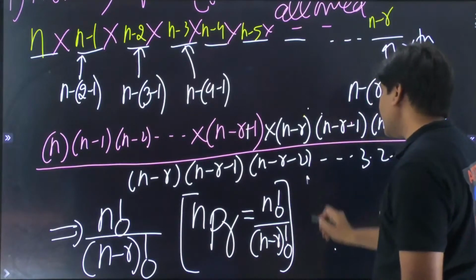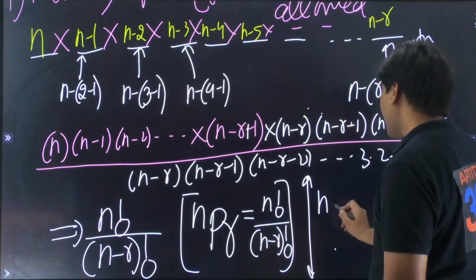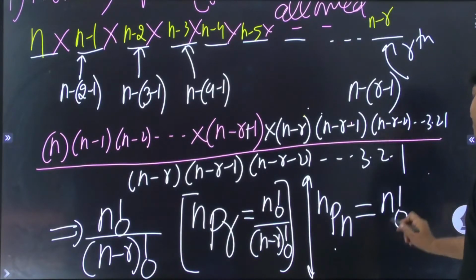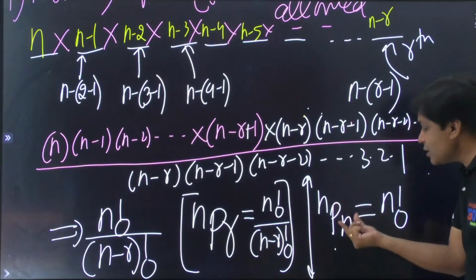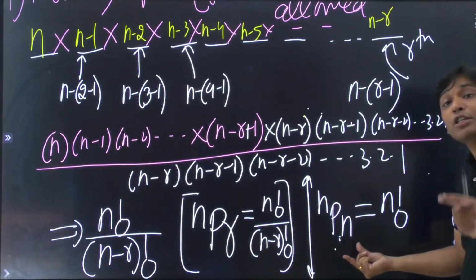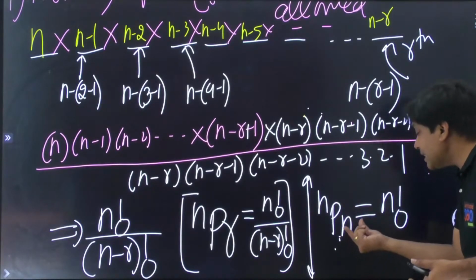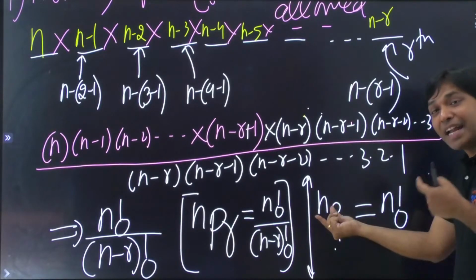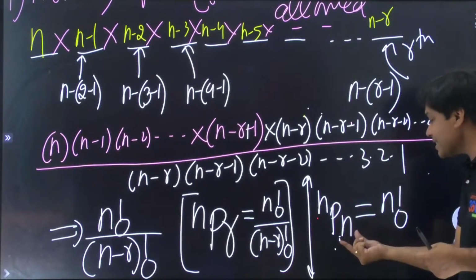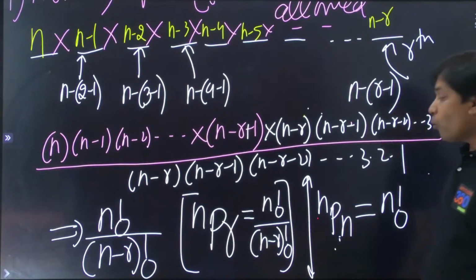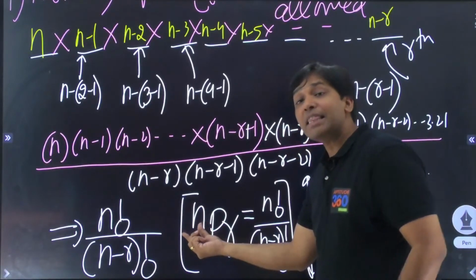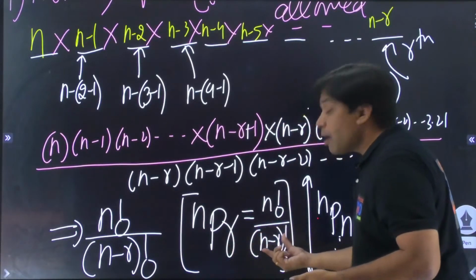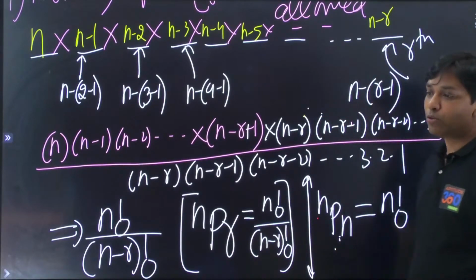And you see, nPn is equal to n factorial. So what is it that I'm saying? Arrangement of n distinct items at n places is n factorial. Whereas arrangement of n distinct items at r places is this, provided repetition is not allowed.